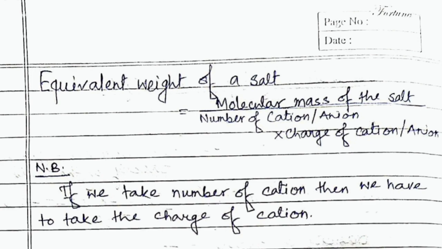How to find out the equivalent weight of a salt? To find out the equivalent weight of a salt, we have to divide the molecular mass of the salt by the product of the number of cations or anions and the charge of the cation or anion. Here, if we take the number of cations, then we have to take the charge of the cation. And if we take the number of anions, then we have to take the charge of the anion.